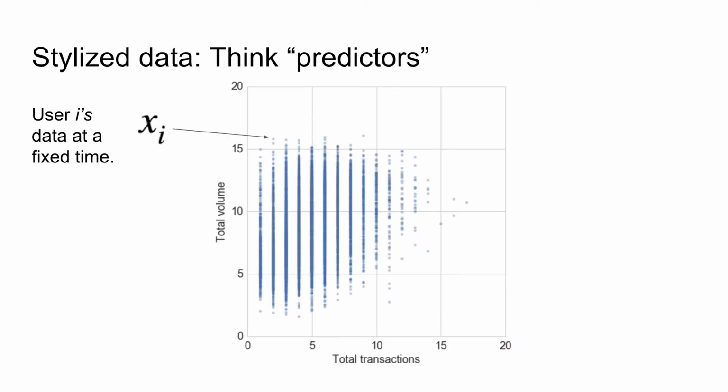So here's some data. This is stylized data. I created all of this. You can think of the x-axis here as the number of transactions that a user did. And then the total volume is the amount of dollars that they've done so far. And this is a snapshot at a particular point in time. So you have a bunch of users, they're all the dots. You can think of this as the predictors. This is what we know about them at a particular point in time.